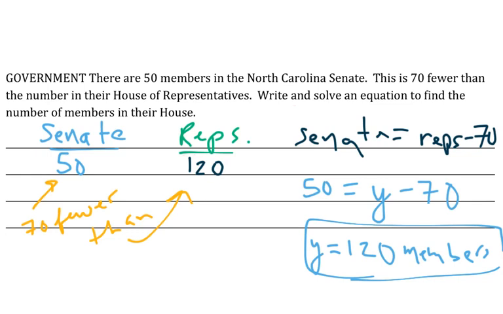Rereading through the problem and double checking it. Well, let's see. There's 120 in the House of Representatives, and 70 fewer than that would give us the 50 in the Senate. So we can double check it that way.